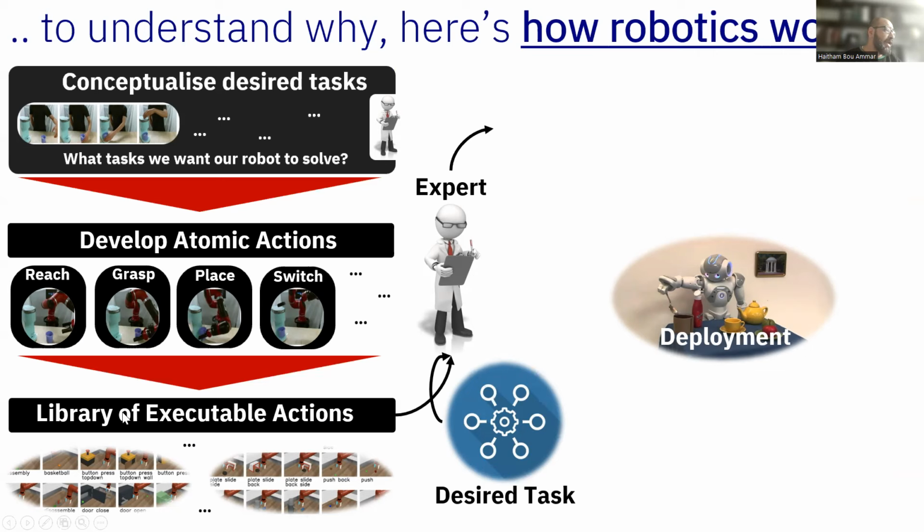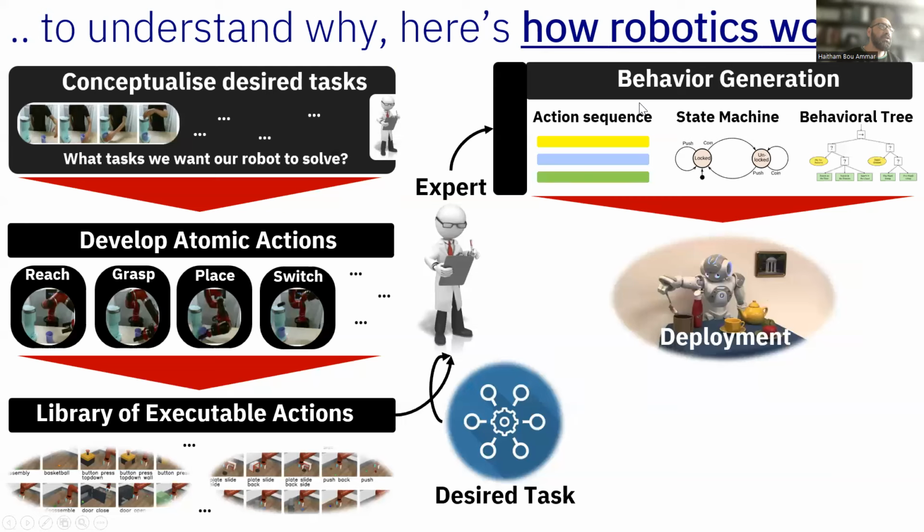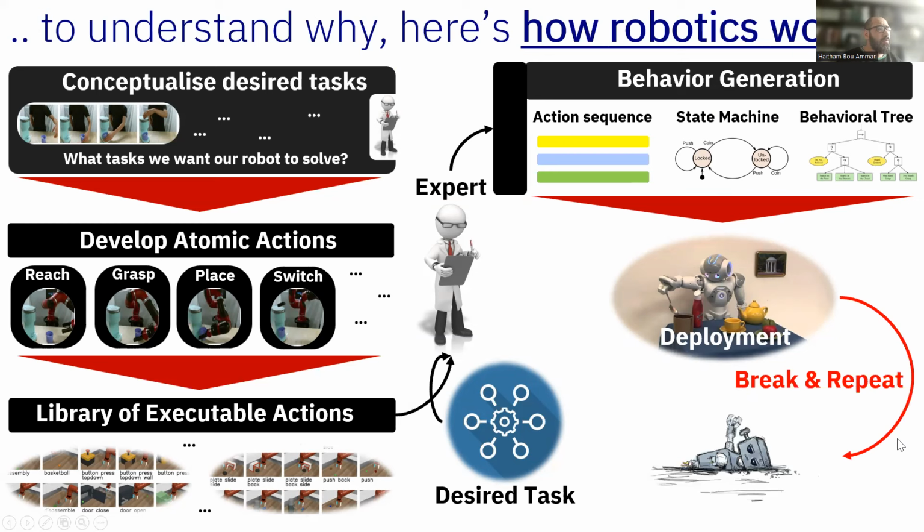They would say, okay, I have this library of atomic or executable actions, and what I would try to do is generate a behavior that solves a specific task for me. Maybe they would say, this is an action sequence that will solve the task. Maybe they would design a state machine, or a behavior tree, or even a policy, really. And then what we typically do is deploy it on the real robot. We typically break the robot. There's this saying that goes, if you haven't broken your robot, then you're not a robotics engineer. And then we repeat.